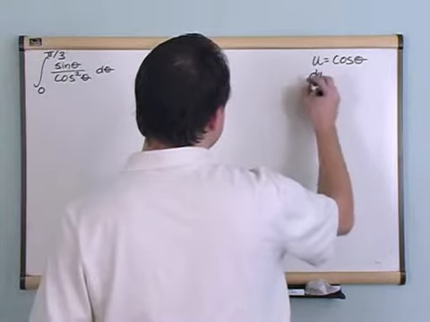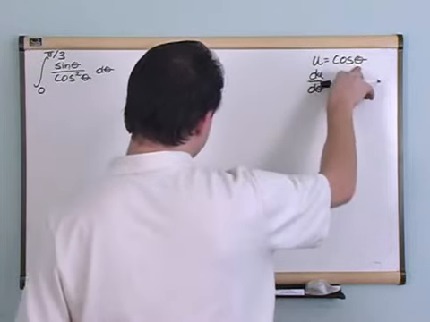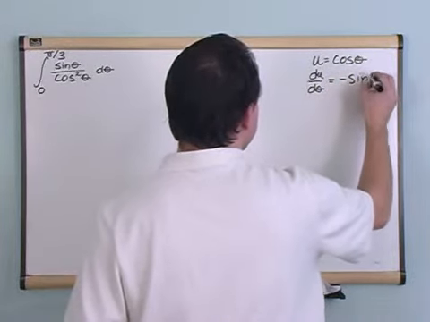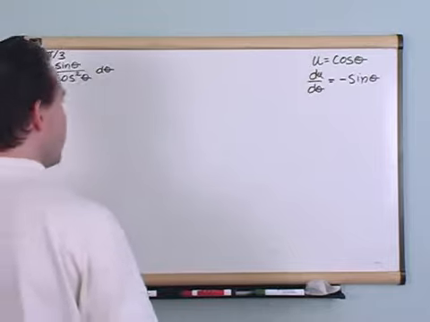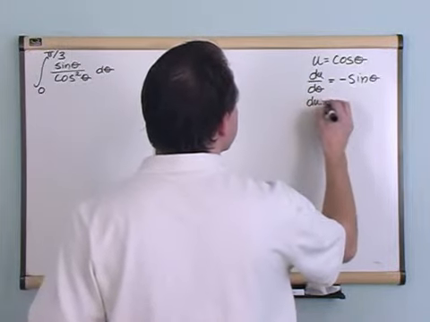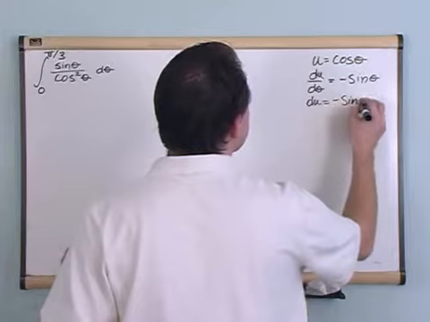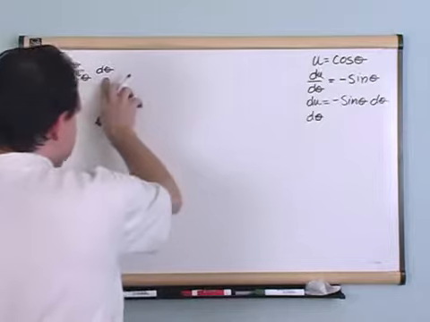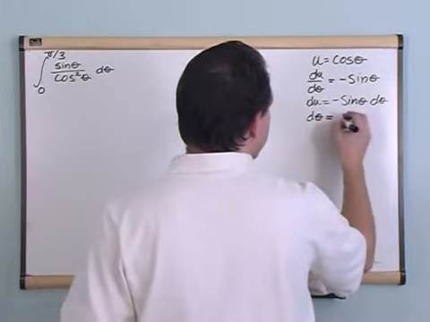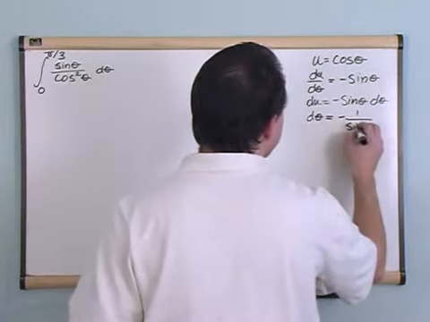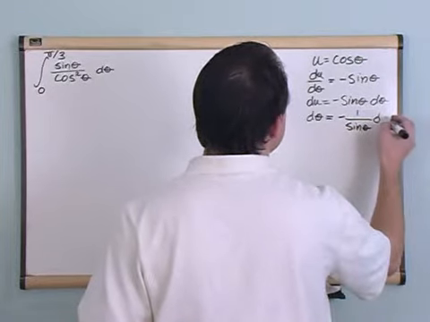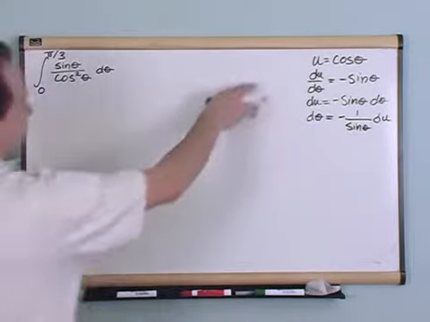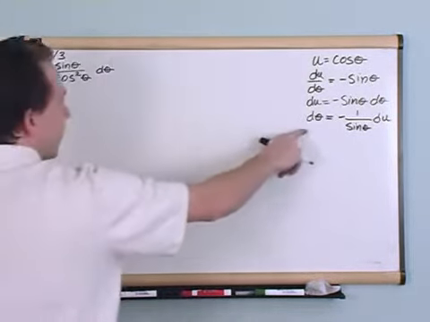So then du d theta, because that's the variable over here: the derivative of cosine is negative sine of theta, right? So du is equal to negative sine of theta d theta. And then solving for d theta, because don't forget this integral is over theta, is negative 1 over sine of theta du. Again, it's the same old thing. We're just solving for one variable in terms of another.